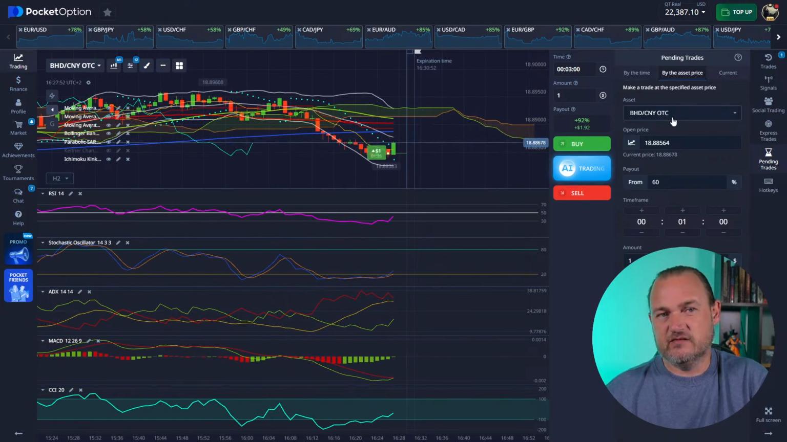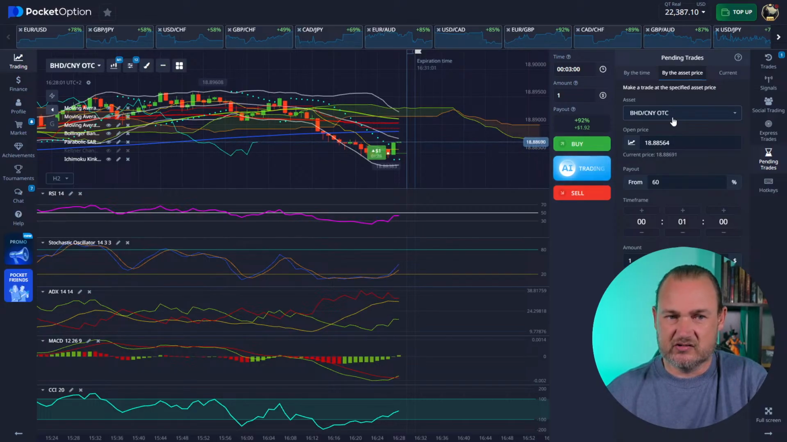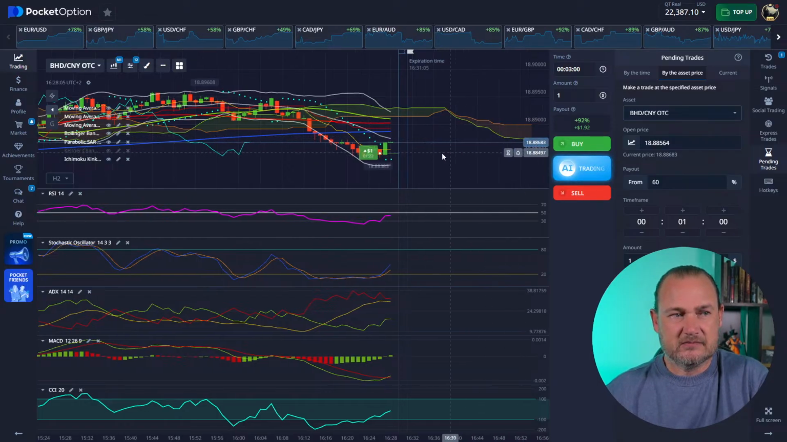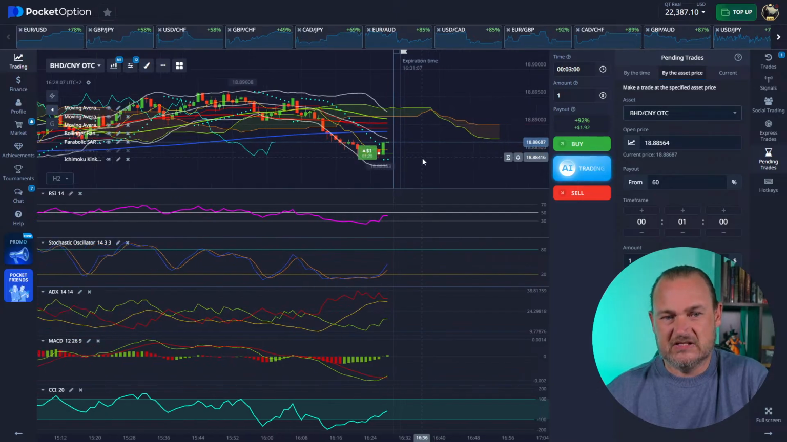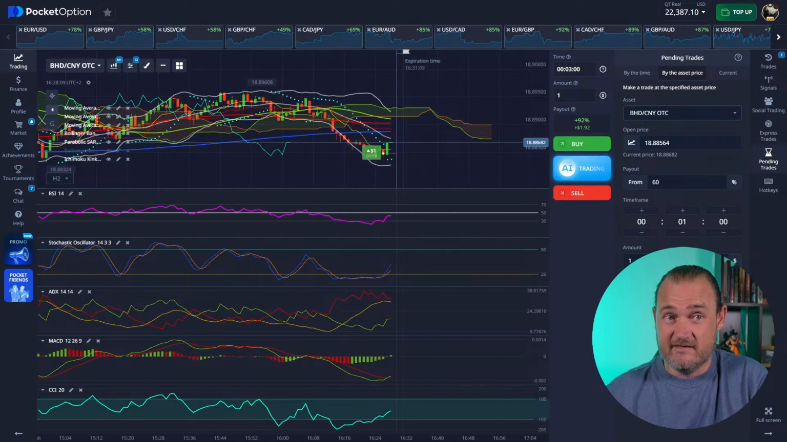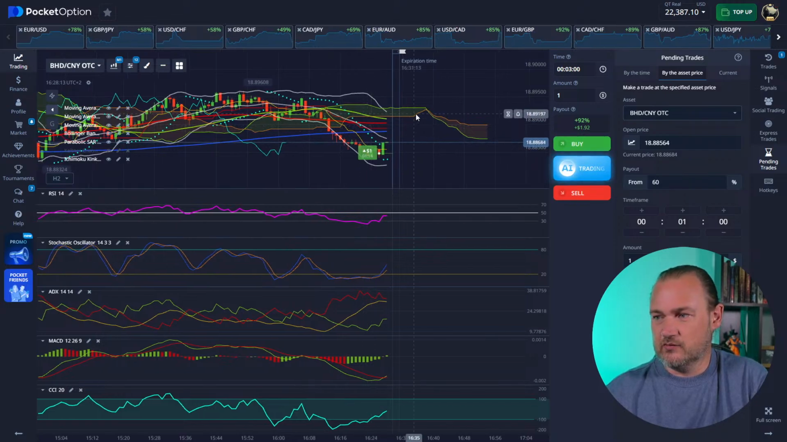So this is handy if you're trading on 5-minute charts, for example, and you have a support level and you want to take a sell below the support level. You can actually schedule your trade to take a sell once this support level breaks. So yeah, this is a very handy tool. Okay, I think we covered the whole platform.